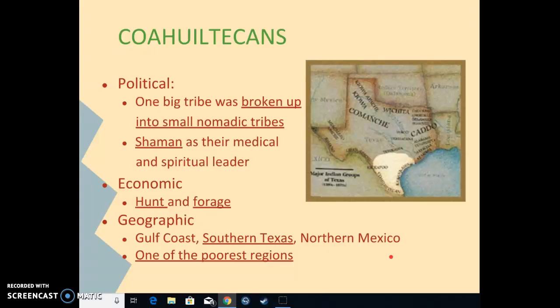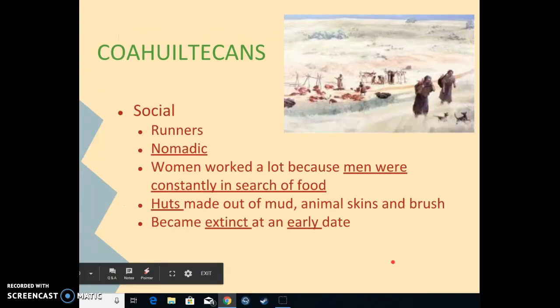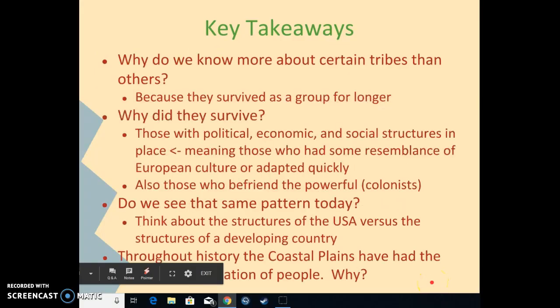Of course, they did hunt and forage. They lived in the South Texas area, but ranged up into northern Mexico, and they lived in one of the poorest regions of Texas, which is why they struggled so much. They believed that the women worked a lot because the men were constantly in search of food, and their huts were typically made of mud, animal skins, or brush. And they became extinct early in the Spanish colonization process.